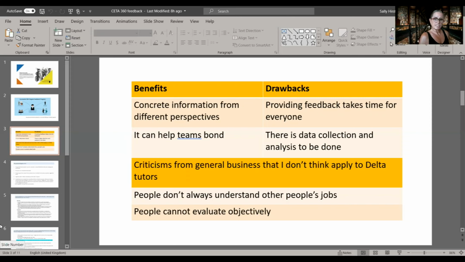And there are more criticisms from a general business point of view that I think don't apply to the tutors at all. One of which is they say people can't give this kind of feedback when they don't understand each other's jobs. But if everyone's coming from a teaching awards background, then that's not applicable. And the other major criticism within general business is that many of the people involved are not, in fact, in a situation where they regularly have to evaluate things objectively. Again, that just doesn't apply to teaching awards tutors who should be doing exactly that. That's a large part of our job.